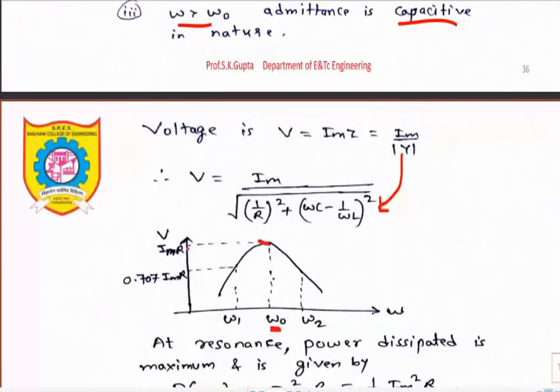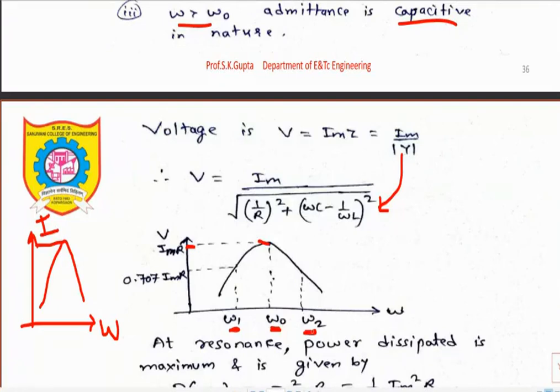In series RLC circuit, we have current versus omega, and we were getting the same graph. And at resonant frequency, current was maximum, but here voltage is maximum, and maximum value voltage is Im into R. And at this omega 1 and omega 2 frequency, we will get the half of the maximum power, and that's why this omega 1 and omega 2 are called as half power frequency. The voltage at half power frequency is 0.707 Im into R.